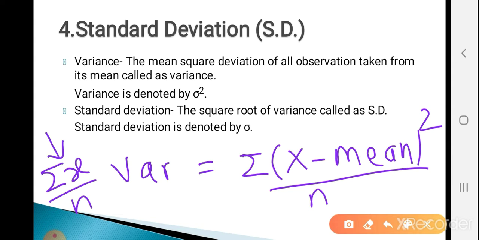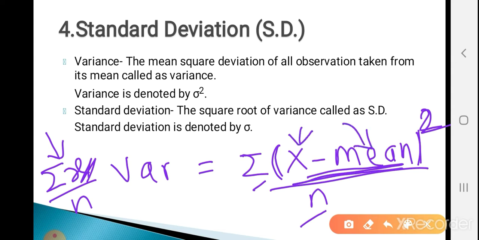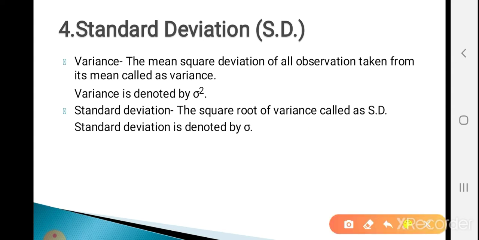This is the arithmetic mean of x, but here in variance this is the arithmetic mean of square deviation, meaning subtraction of all observations from its mean, called variance. So the definition is: the arithmetic mean of square deviation of all observations from its mean is called the variance. Variance is denoted by sigma square.